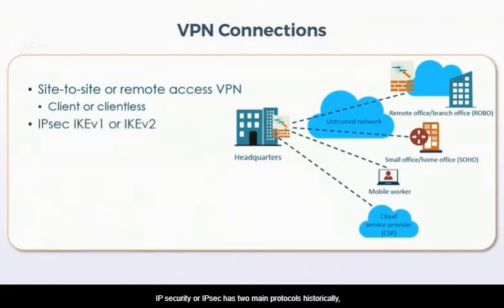IP security or IPsec has two main protocols historically. IKE version 1, which is an older protocol that uses two phases, initially creating a peering connection. We call it IKE peering, between the two devices, maybe at the headquarters and the remote office, and then a tunnel between them. IKE version 2 is newer, it's faster.